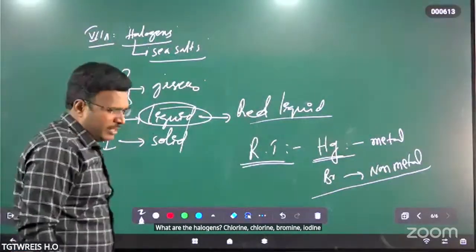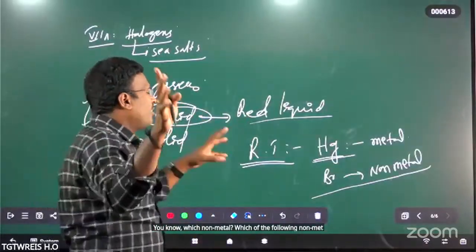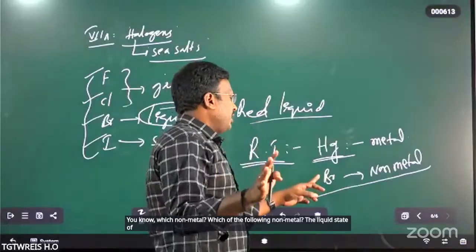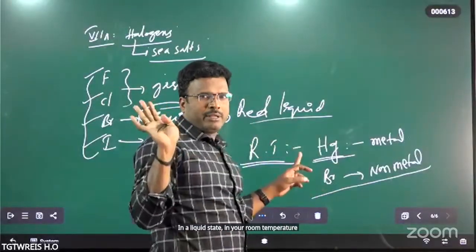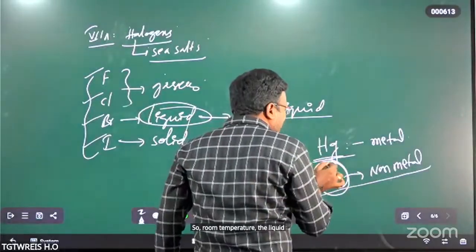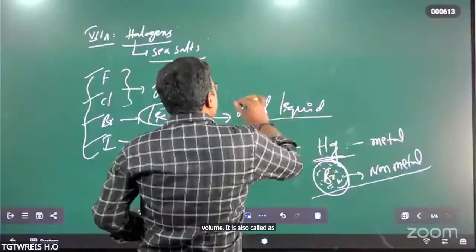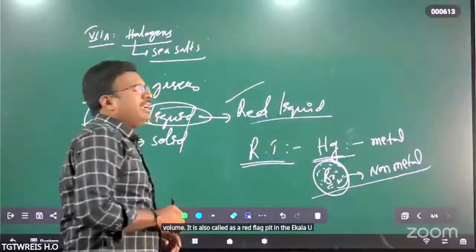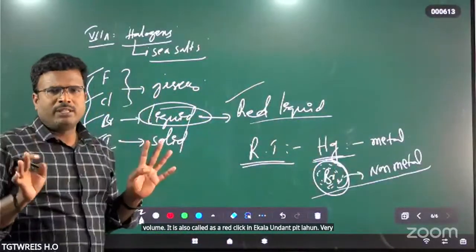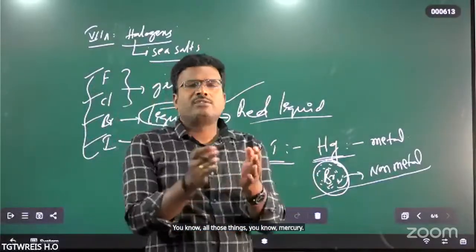Direct question: which of the following non-metals is liquid at room temperature? What should you answer? Bromine. It is also called the red liquid. Very, very important. Mercury is also liquid in state.